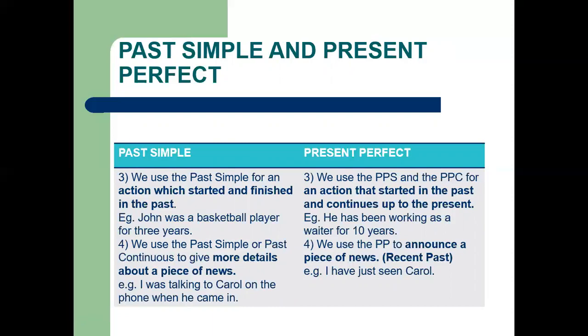The example there is he has been working as a waiter for 10 years. We use the past simple or past continuous to give more details about a piece of news. I was talking to Carol on the phone when he came in. And when we use the present perfect, you announce the piece of news. So this is also crucial. When you give pieces of news, generally you start out, or if you watch the news, they start out, yes, by presenting the news using the present perfect, and then they switch to the past to give more details, right?